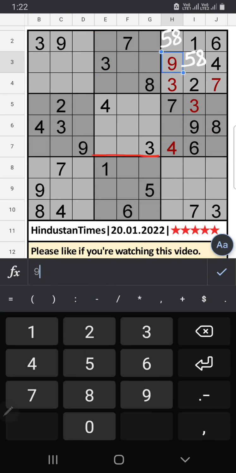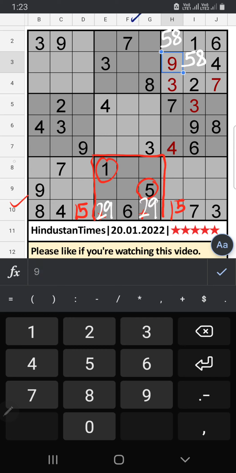In this grid, we have 1 and 5. So 1 and 5 can't come in these cells. It will come in any one of the cells. We will confirm later. Then 10th row, only 2 numbers are remaining, 2 and 9. It will come in any one of the cells. We will confirm later.